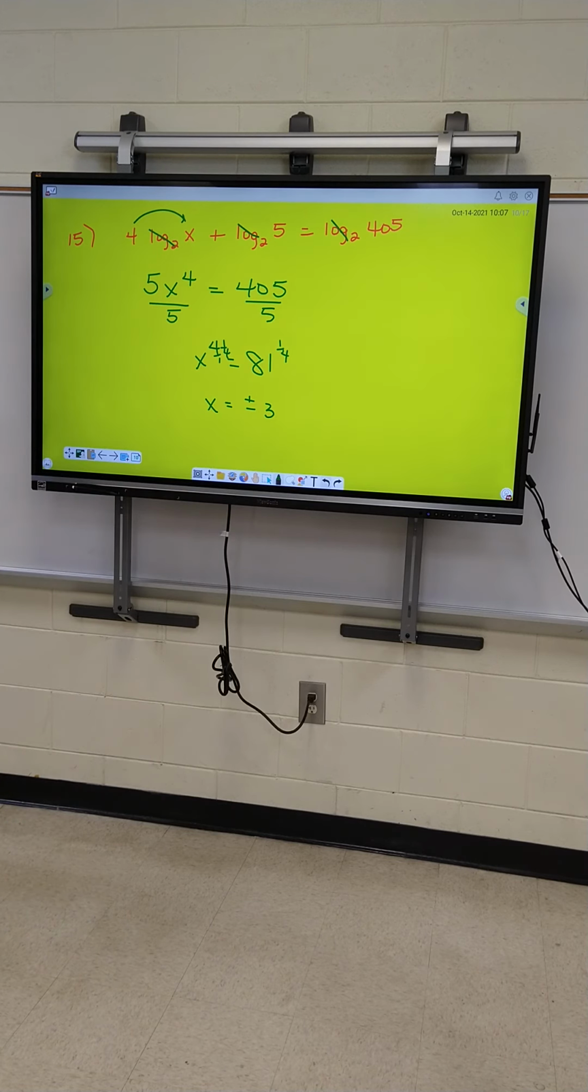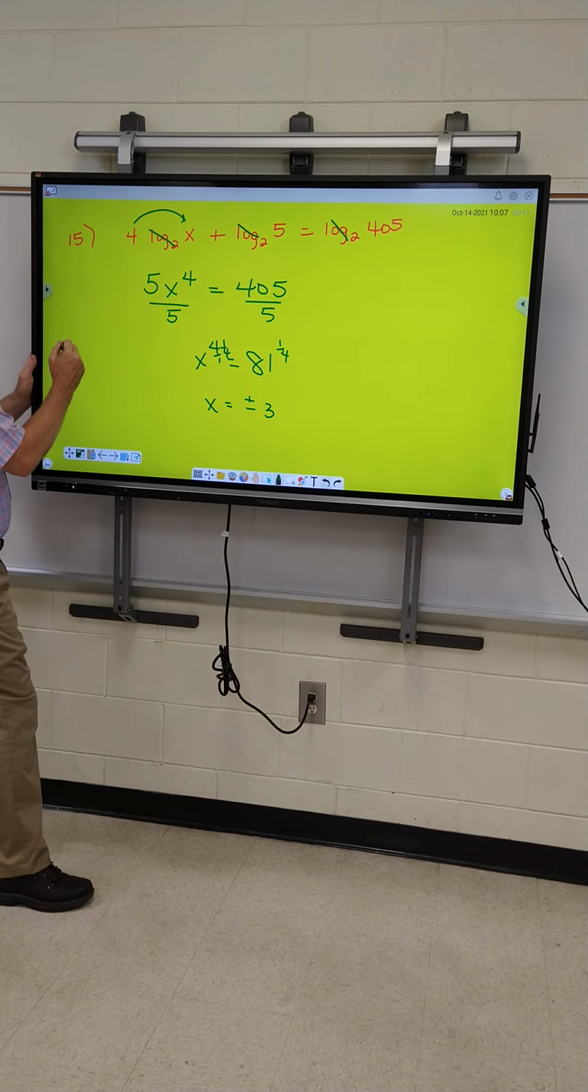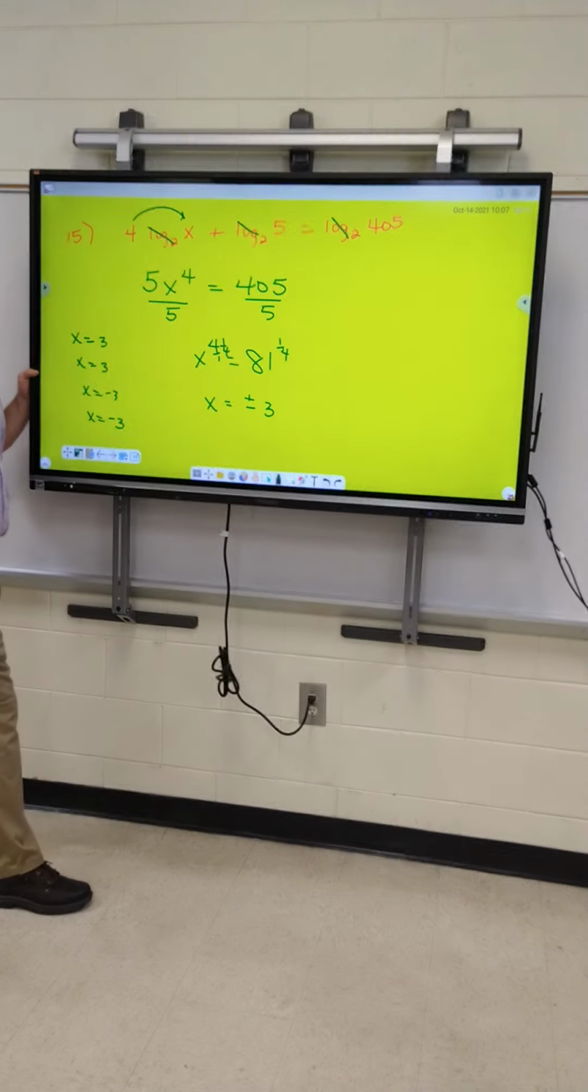Why is this one plus or minus? It's not x squared. We got to take the square root. Any even exponent, x squared, x4, x6, x8, will be plus or minus. So my answers are x equals 3, x equals 3, x equals negative 3, and x equals negative 3, right? Because you got 4 answers.